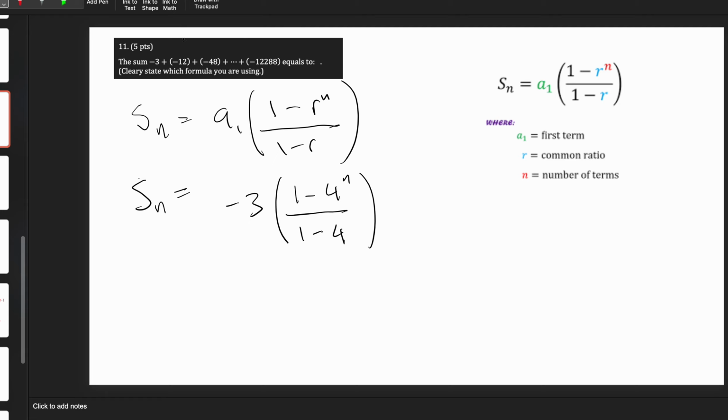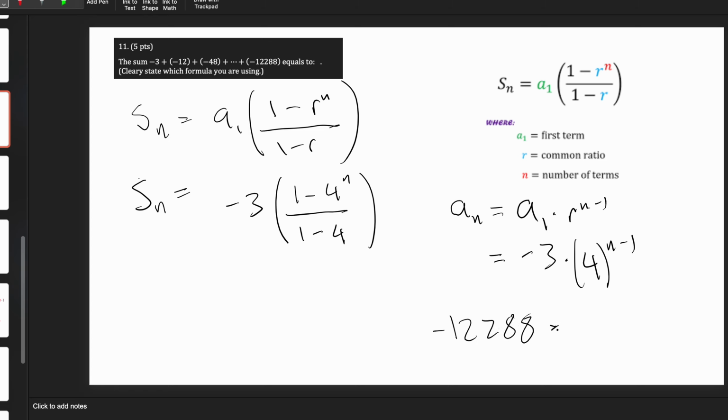Well, in order to figure that out, first I'm going to give the general formula for this sequence. I know the generic formula for a geometric sequence is a sub n equals a sub 1 times r to the n minus 1. And that's equal to minus 3 times 4 to the n minus 1 in this case. And what's my a sub n? My last term is going to be minus 12,288. That's equal to minus 3 times 4 to the n minus 1.